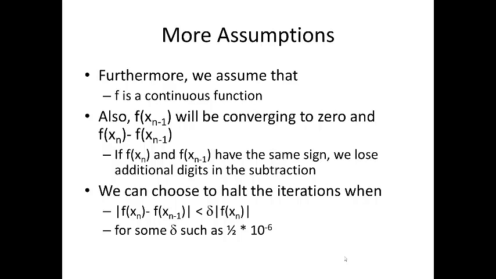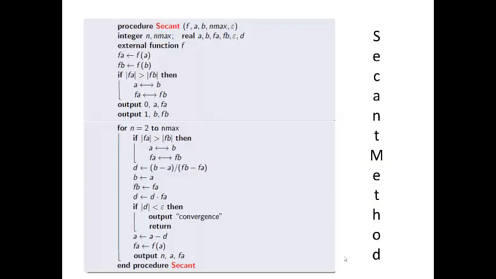And we want to eventually cut off the iterations when we get to some point that's less than delta, say 1/2 times the absolute value of the function, say delta is 1/2 times 10 to the minus 6th. Let's take a look at the code for this.